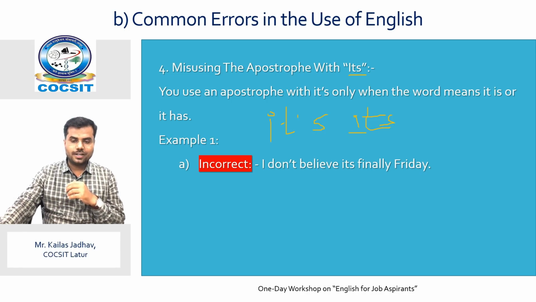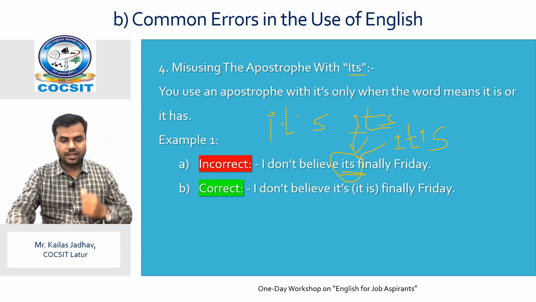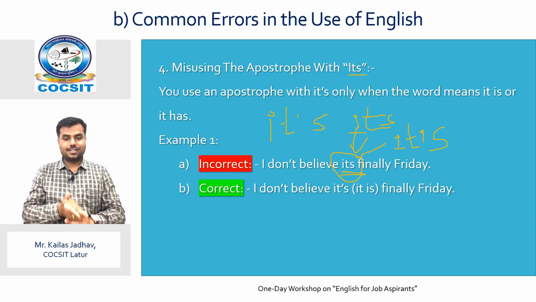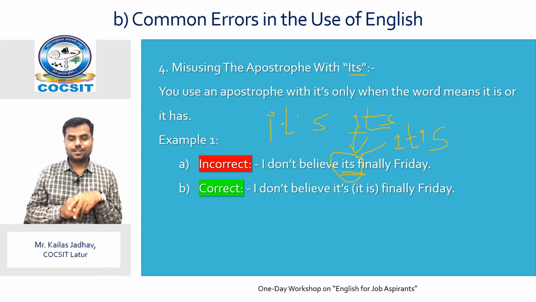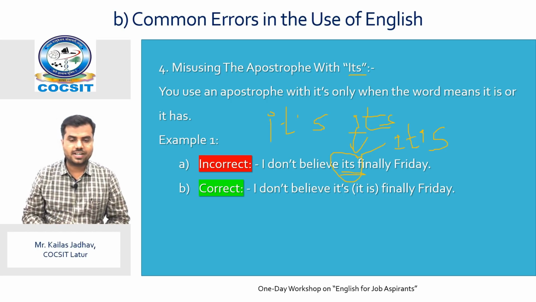Now what is the context here of it's? It is wrongly written if it is not showing the apostrophe s. When we write apostrophe s, then what does it become? It becomes it is, but it here indicates an inanimate object or thing. Okay, the correct form is: I don't believe it's finally Friday. You can say it's or it is finally Friday.